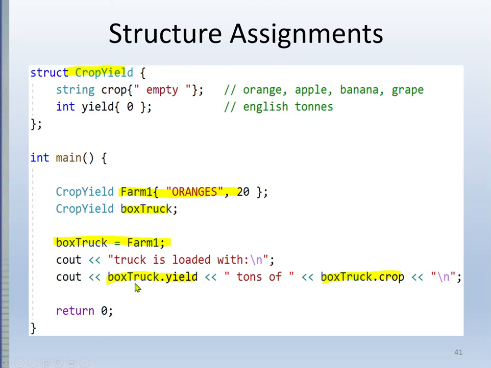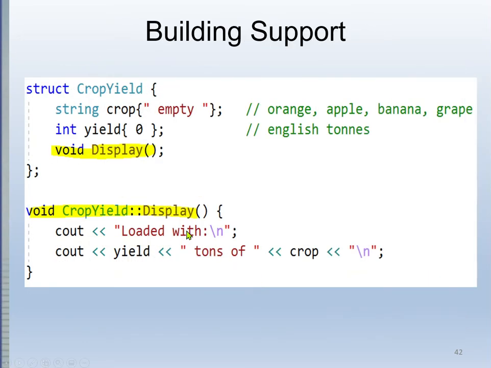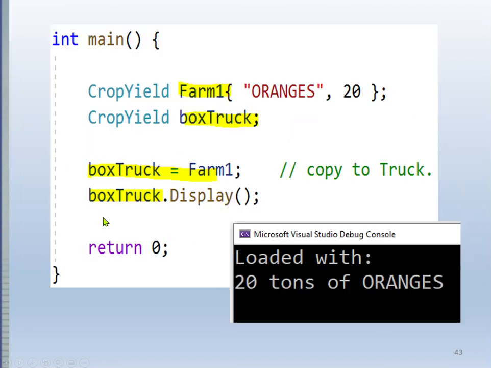Now, instead of me writing this thing here all the time, I'm going to put a function in here, display. Display, loaded with yield. The variable right here, tons of crop, right there. Because display is inside crop yield. There it is. Oranges, 20 tons.